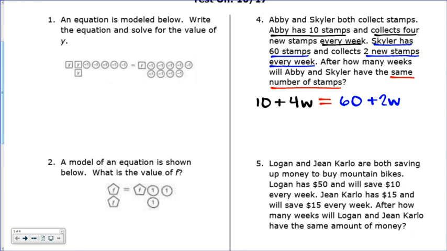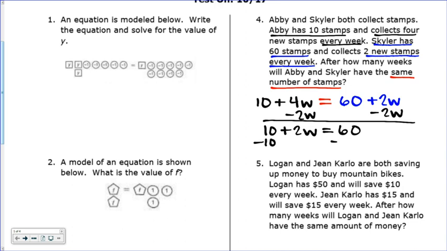All right, so let's solve. Let's move all of our variables to one side. I'm going to move my 2W to the left. That way I still have a positive variable. Okay, and since I moved all of my variables to the left side of my equation, now I have to move all of the numbers to the right side of my equation. So I'm going to do the opposite of 10. So I'm going to subtract 10 from both sides.